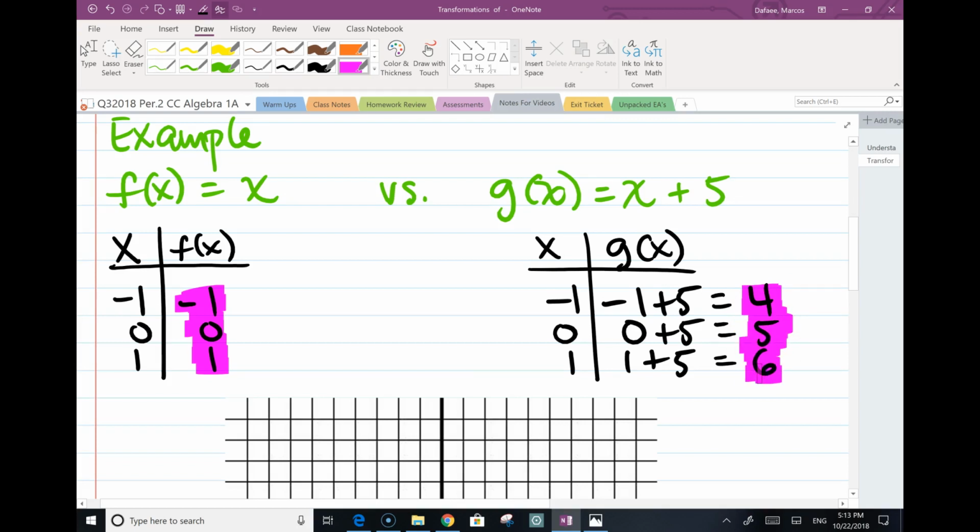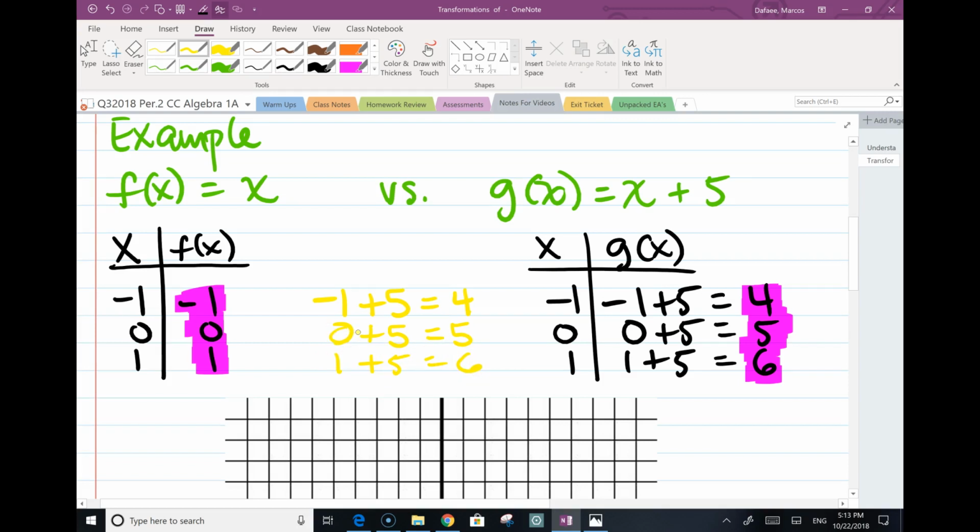And to explain how this happens, all you have to understand is that we're taking the same input values from f of x, which are negative 1, 0, and 1, and we're simply adding 5 to that. And so negative 1 plus 5 makes the 4 that you see on the right side. 0 plus the 5 makes the 5 that you see on the right side. And 1 plus the 5 makes the 6 that you see on the right side.